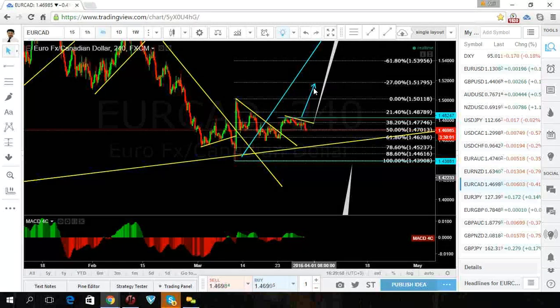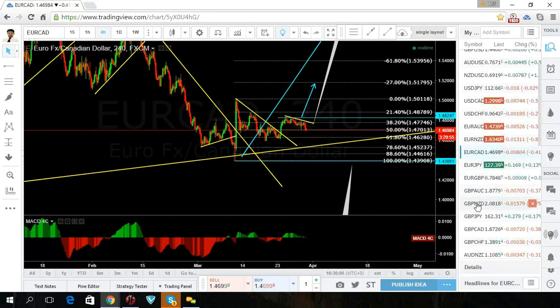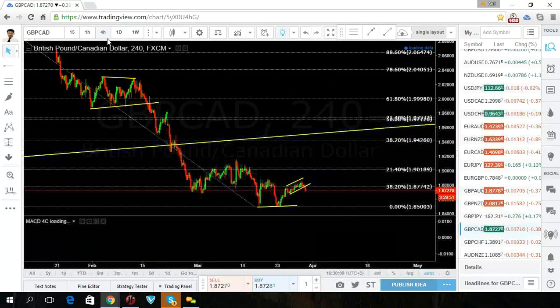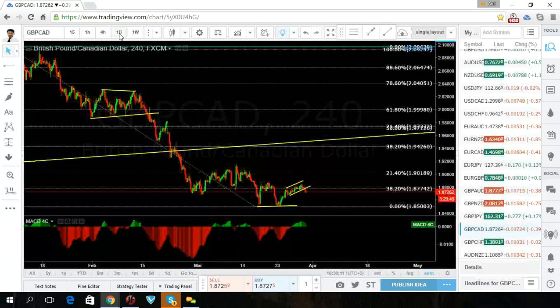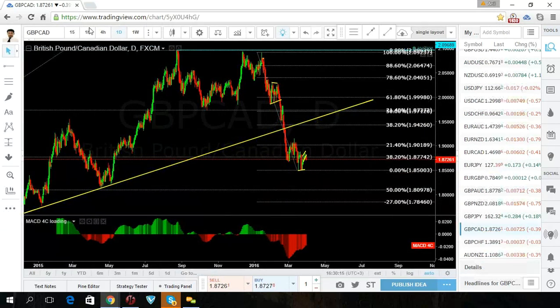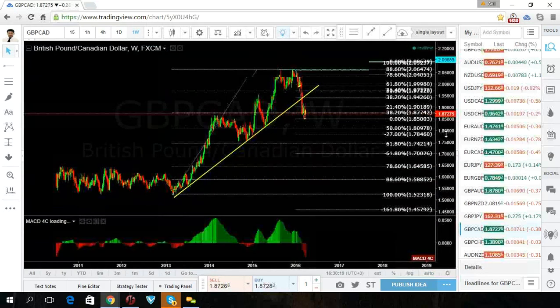Right? That is the level you can take it to next. Let's see what happens with this. And the PUNCAD also has a break of the bigger structure, the daily structure. We didn't break the daily structure in the euro, but we broke the daily structure on the US CAD and the pound CAD, right? It's actually the weekly structure, to be honest. So we broke the weekly structure.